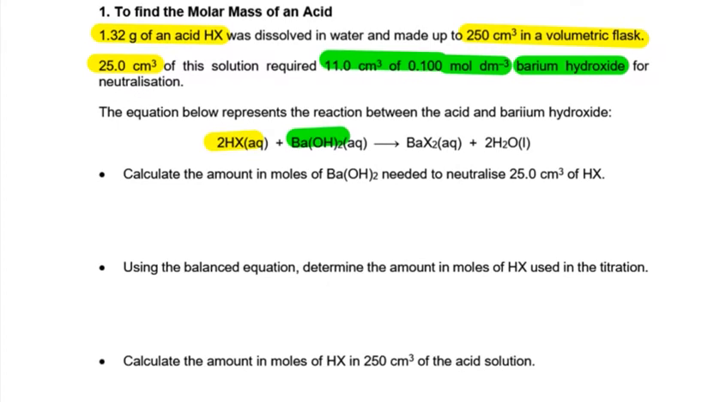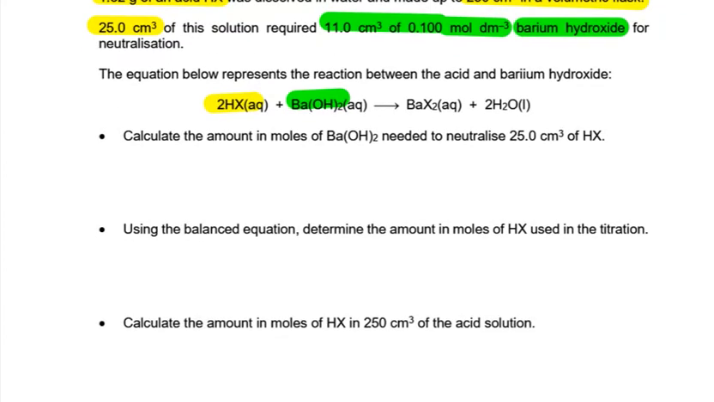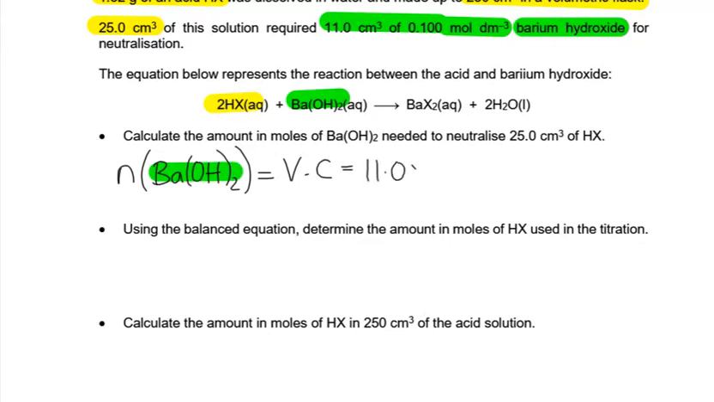Let's have a go. So we're breaking that down. That's what we've been told to do as well. Calculate the number of moles of barium hydroxide. So remember that barium hydroxide was the one we highlighted in green. So go back and check the data that we highlighted in green. 11 centimetres cubed need to be converted. So we would get 1.1 times 10 to the minus 3 moles of barium hydroxide.